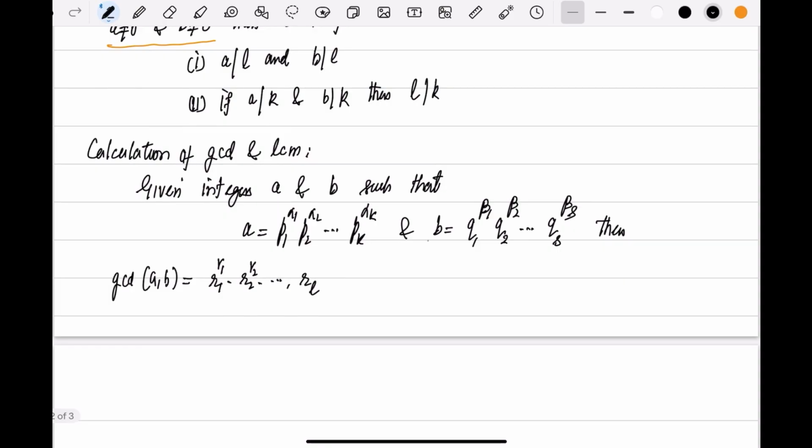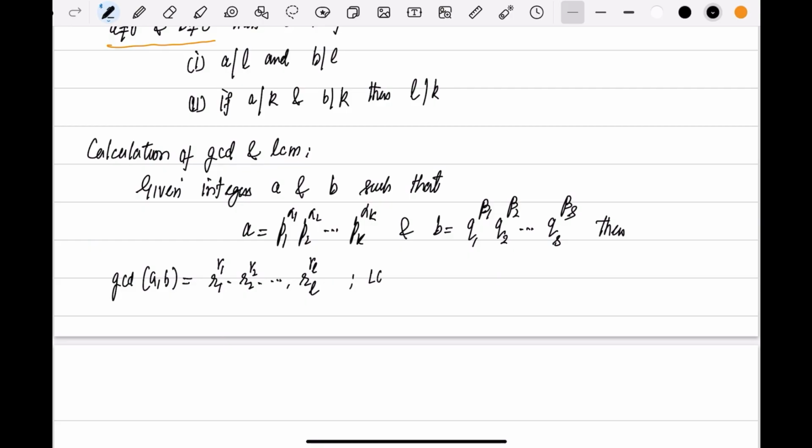And similarly rl is common between a and b. It will have some power alpha i or beta j. Now let's call the smaller one gamma l. And then this product, r1 power gamma 1, r2 power gamma 2, up to rl power gamma l, this product will be the GCD of a and b.